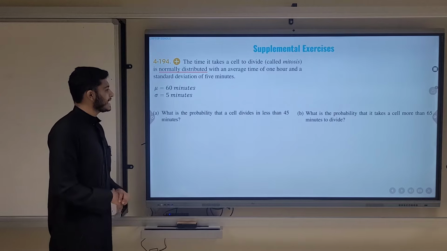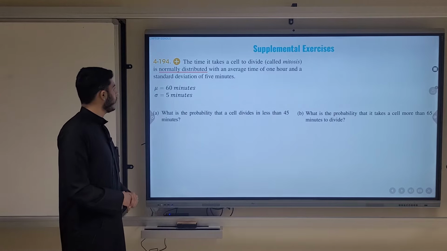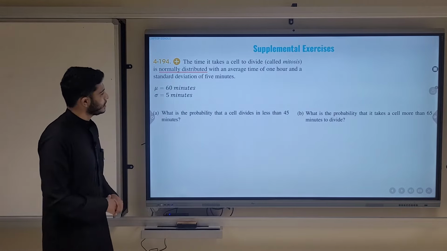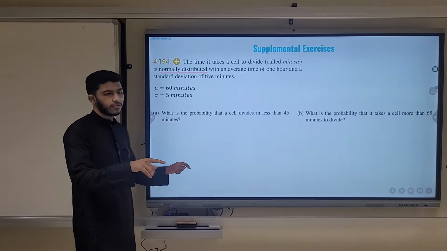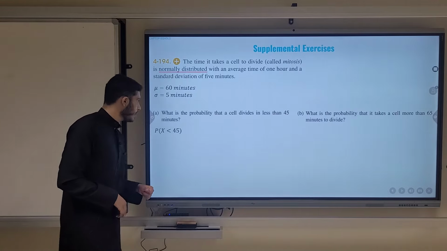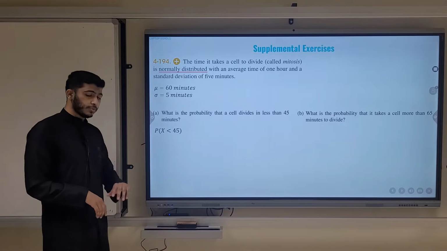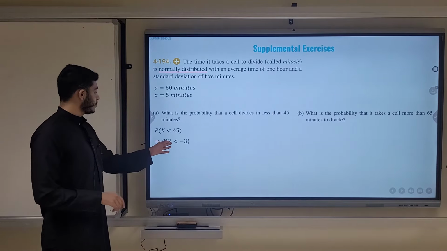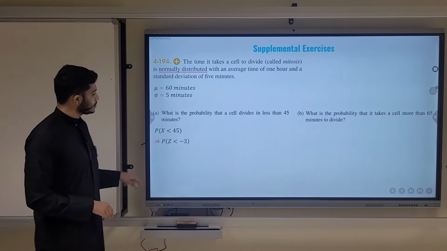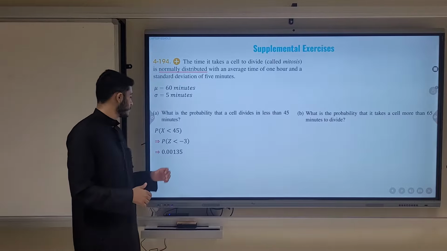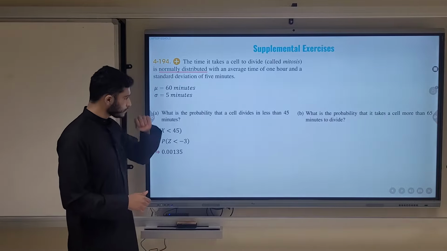What's the probability that a cell divides in less than 45 minutes? So the probability of x less than 45. In a normal distribution, what do we do? We standardize, and when we standardize, we end up with this one. So we can easily look for it and solve it in the table.